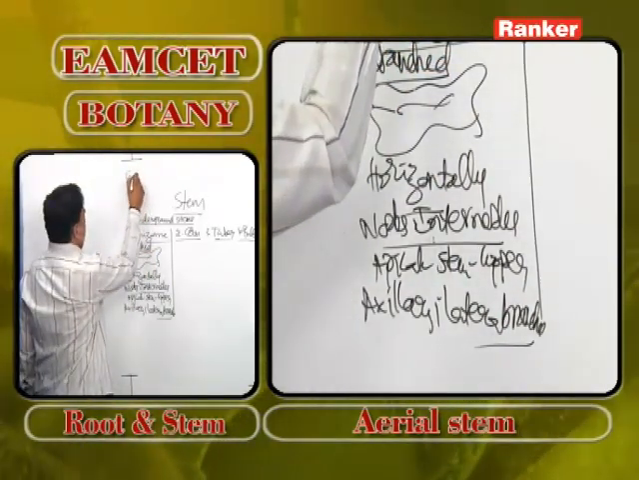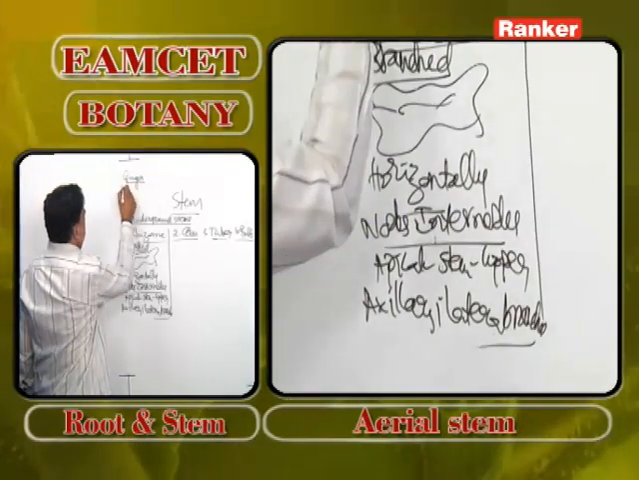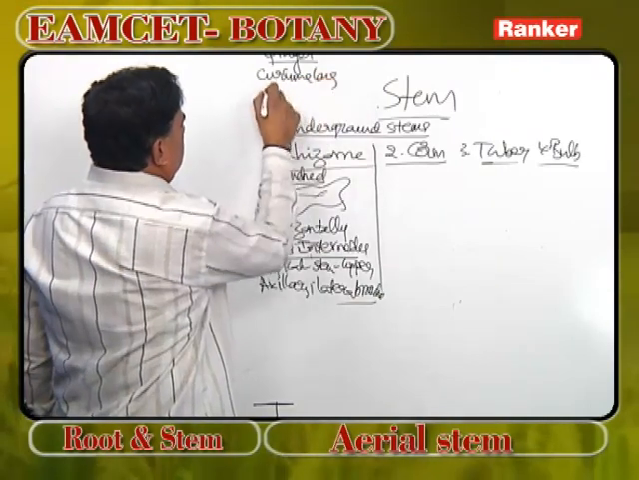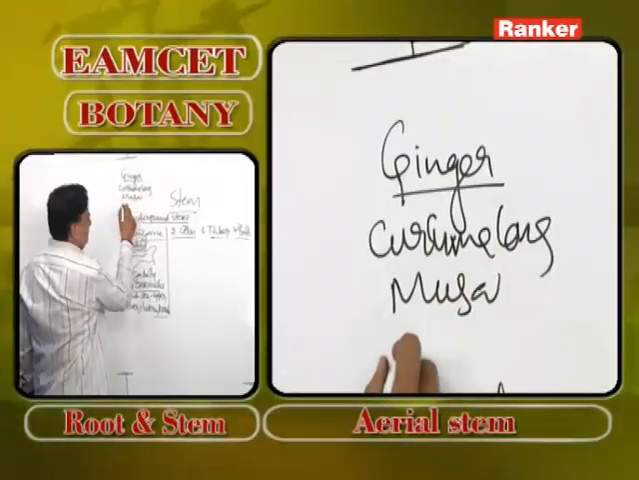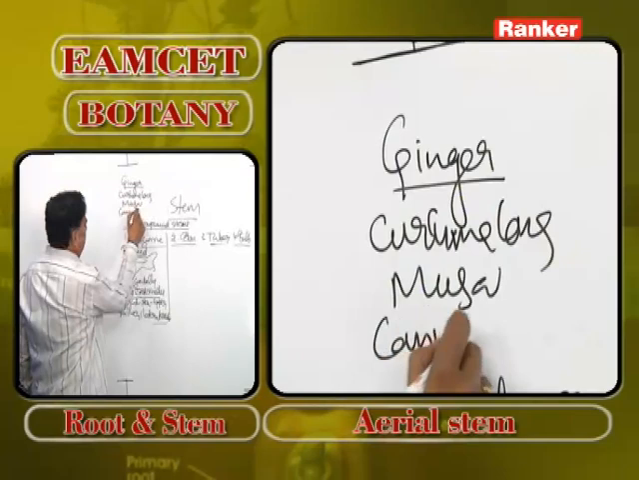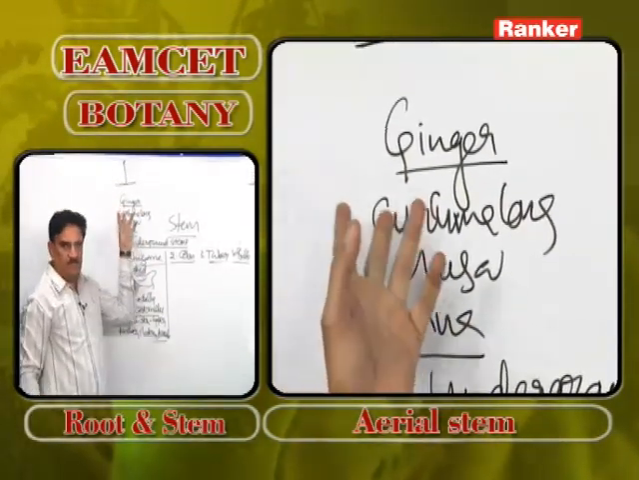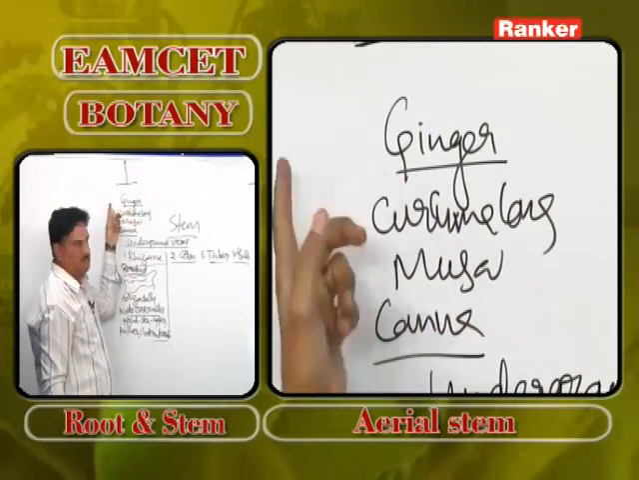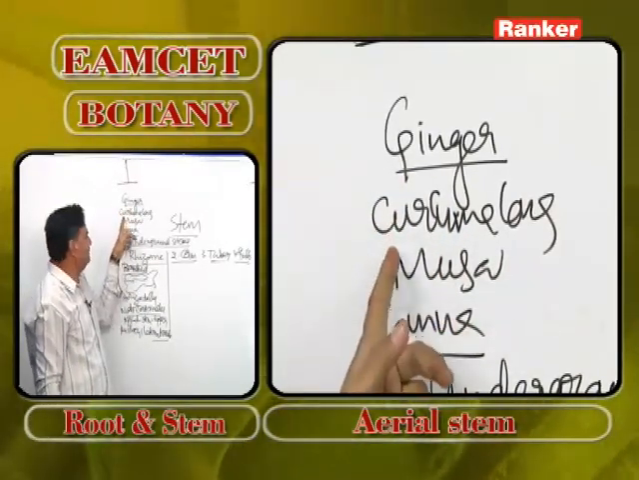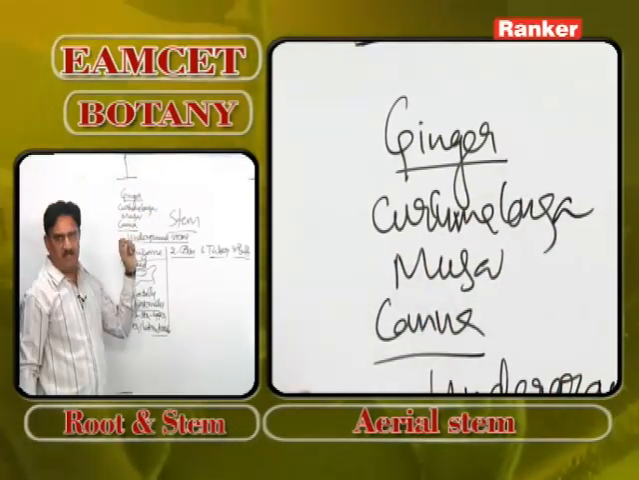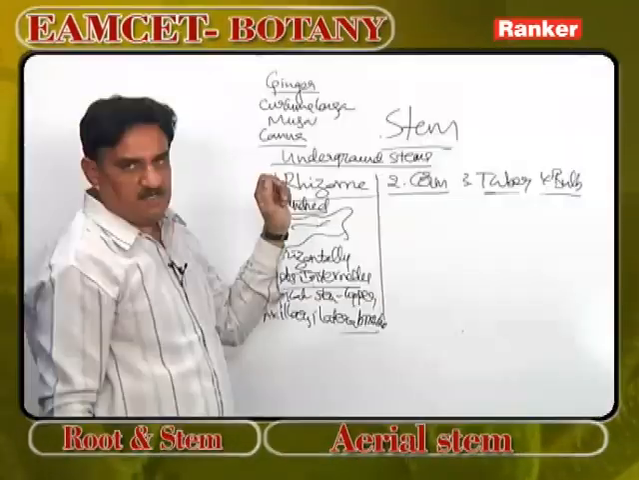Examples of rhizome are ginger, Zingiber officinale, turmeric, Curcuma longa, Musa paradisiaca, that is banana, and Canna indica. All these show rhizome.